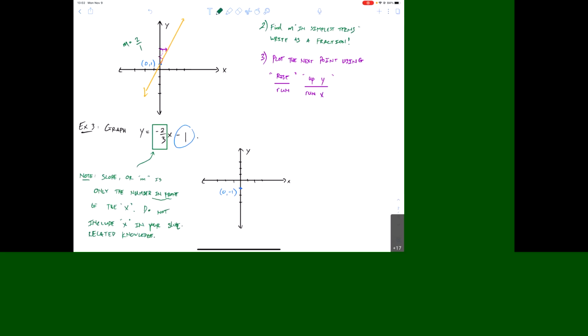So we rise as well, still rising, right? Rise 2 in this case. There's 1. Here's 2. But now, which way do we run? We're obviously going to rise 2, but then we run 3. Well, which direction, left or right? Well, we're going to run 3 left. And why? Because m is negative.